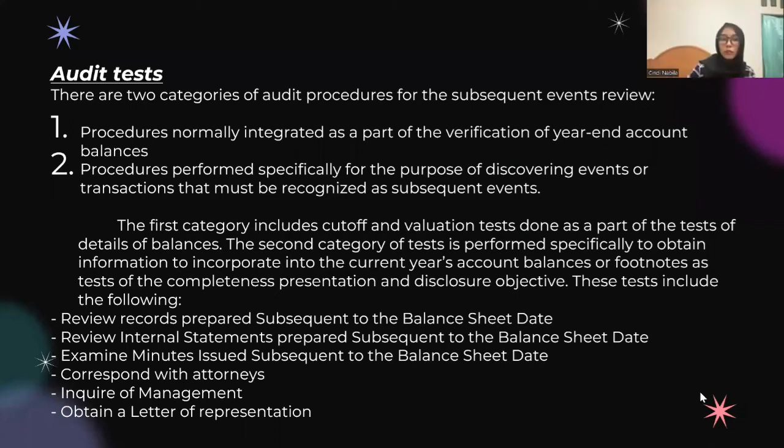Okay, I'll continue. The first category of the audit tests includes cut-off and valuation tests done as a part of the tests of detailed balances. The second category of these tests is performed specifically to obtain information to incorporate into the current year's account balances or footnotes as tests of the completeness, presentation, and disclosure objective.